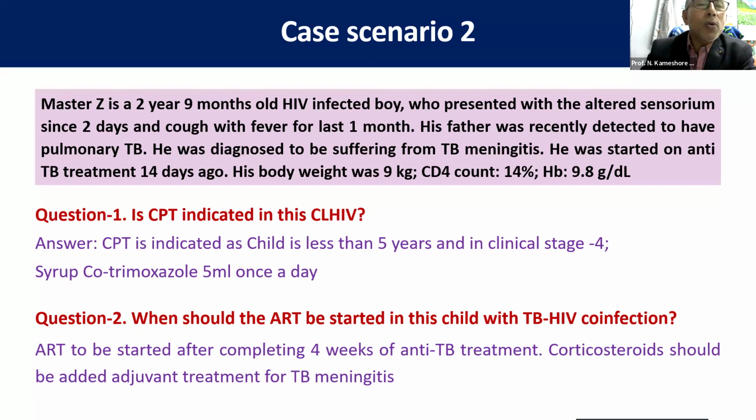He was started on anti-TB treatment 14 days ago. His body weight is 9 kg, CD4 count is 14%, hemoglobin is 9.8 gram percent. Is CPT indicated in this child living with HIV/AIDS? So 2 years and 9 months, less than 5 years, CPT is indicated. And also, of course, clinical stage is 4. So syrup cotrimoxazole is to be given in this child.